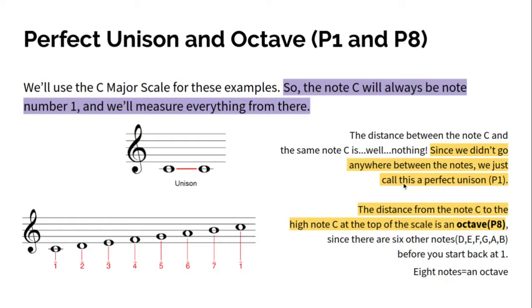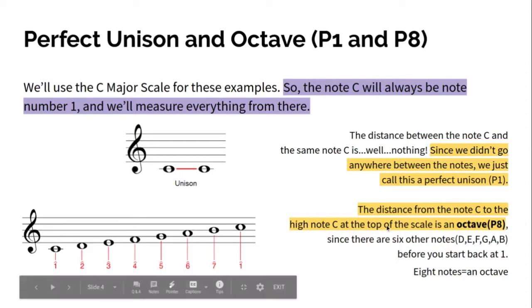This is note number 1. The distance from the note C to the high C at the top of the scale is an octave, or we also call this an eighth, or a perfect eighth. Since there are 6 other notes, D, E, F, G, A, and B, before you start back at 1. 8 notes is an octave, just like octopus has 8 legs, octagon has 8 sides, and octave has 8 notes. 1, 2, 3, 4, 5, 6, 7, 8. So that's where we get our octave.